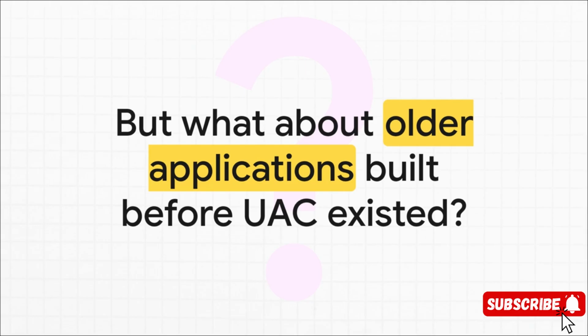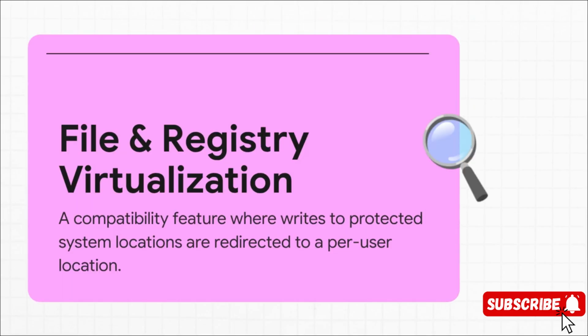But what about all that legacy software out there? Programs written back in the Windows XP days, way before UAC was ever a thing. Those programs just assume they have admin rights and try to write files to protected folders. So how does Windows deal with them without just letting them crash and burn? The answer is this really elegant piece of tech magic called file and registry virtualization.